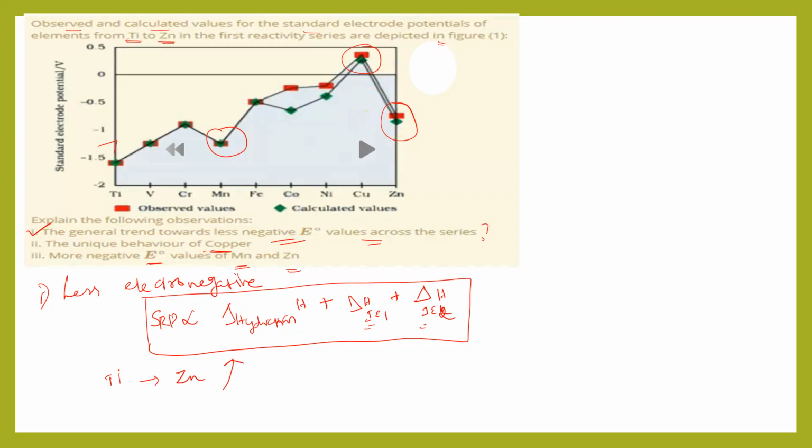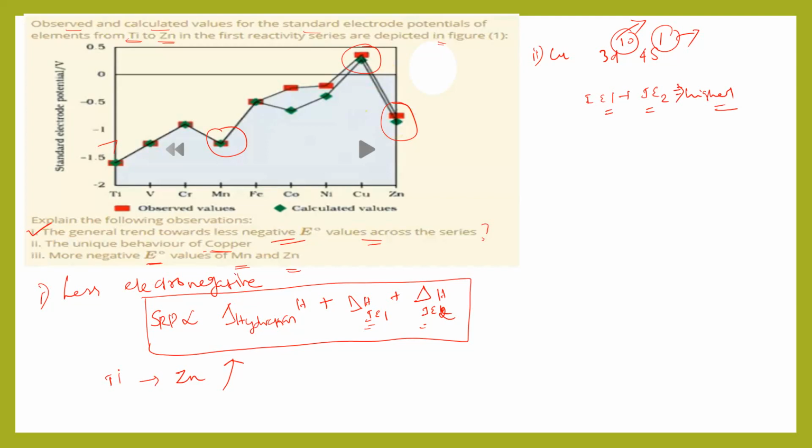Second point: in the case of copper, we know that it is 3d10 4s1. So it is easy to remove this one electron, IE1, but it is not easy to remove the 3d10 electron, so IE2 will be higher. The ionization enthalpy value will be higher, right?